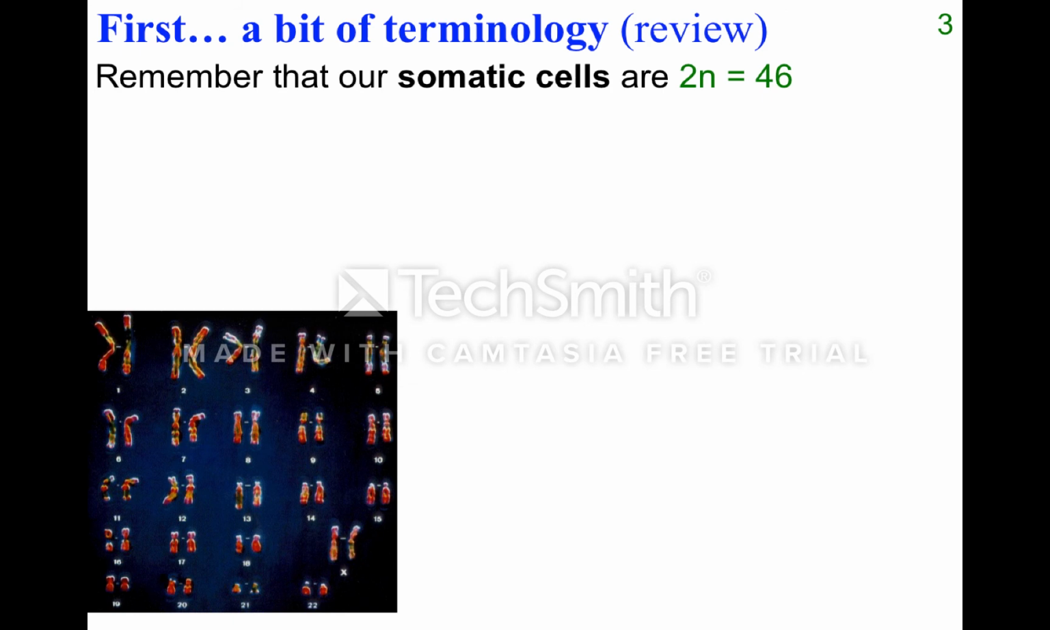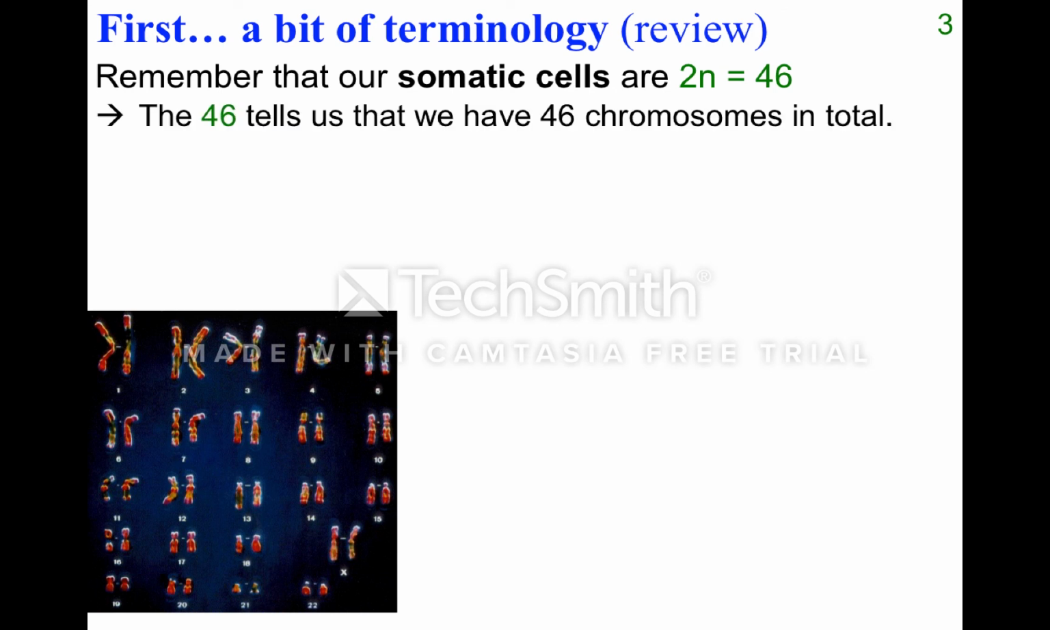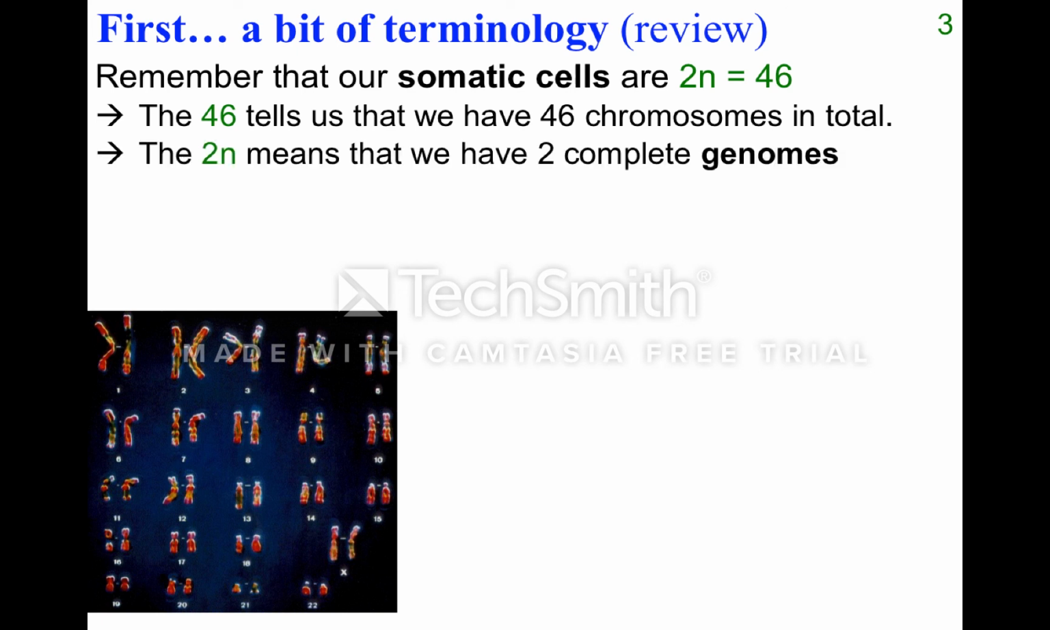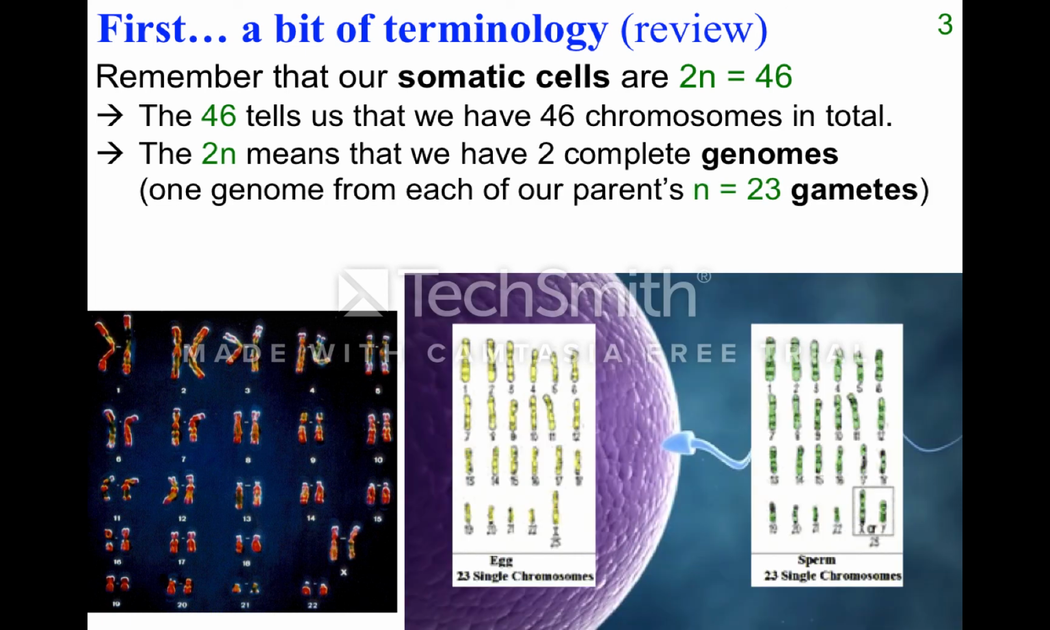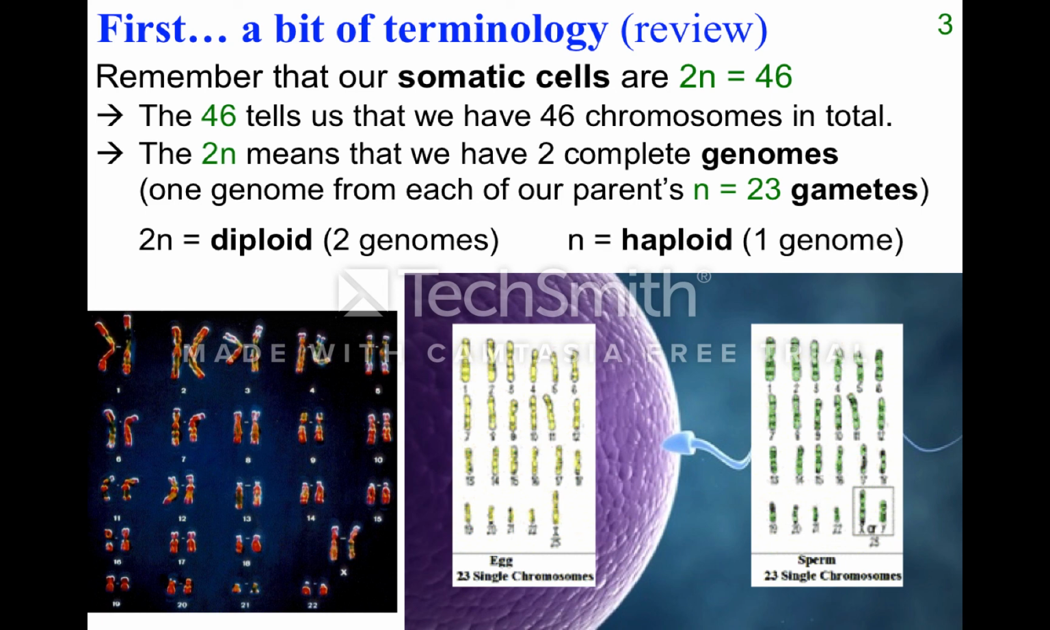So I just want you to remember that our somatic cells, so in humans our non-sex cells, are 2n equals 46. Remember that the 46 tells us that we have 46 chromosomes in total in each of our cells, and the 2n tells us that we have 2 complete genomes. These 2 complete genomes came from our parents. So one complete set of every 23 different chromosomes came from our father, and one set came from our mother. So when we have 2 complete sets of chromosomes, we call that a diploid cell, whereas the gametes only have 1 set, and we would call that a haploid cell.